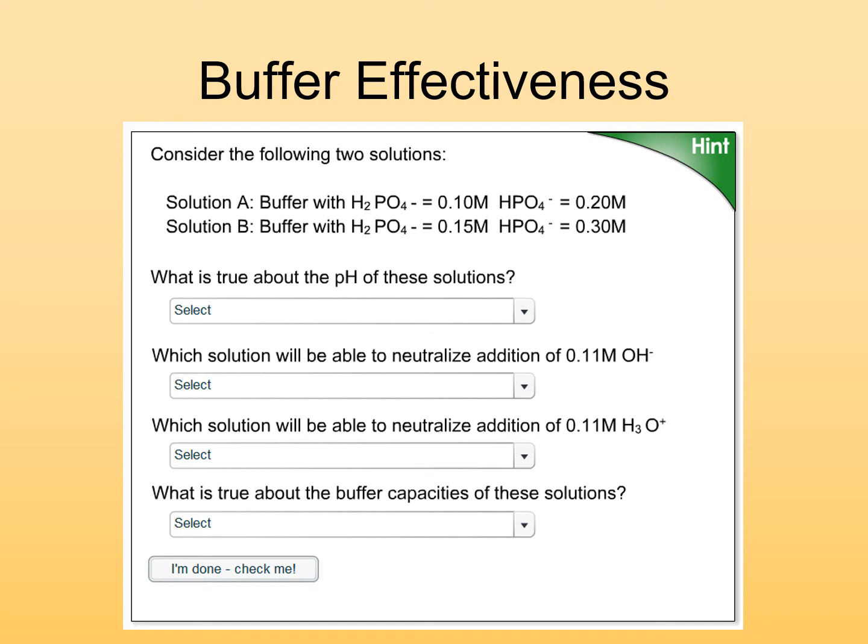And then last question, want to know what's true about the buffer capacities of these solutions. So remember, the more particles, the more it's going to be able to neutralize. So since the molarities in solution B are higher, they will have a better buffer effectiveness. That one will be able to dissolve more of any substance that's added in.